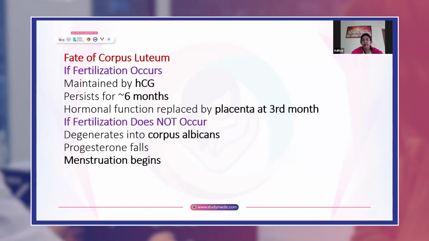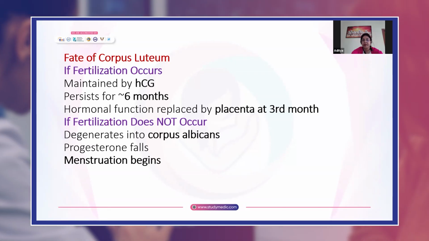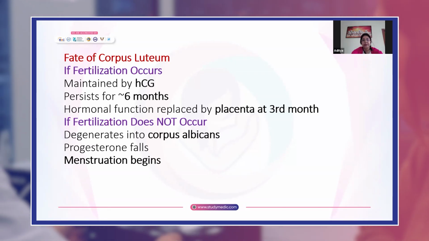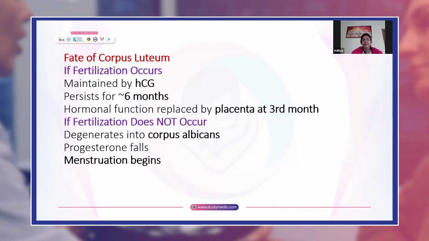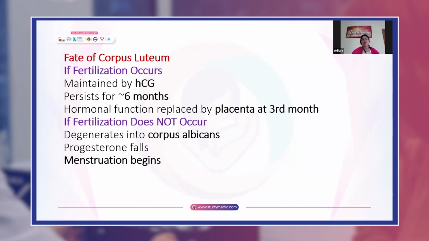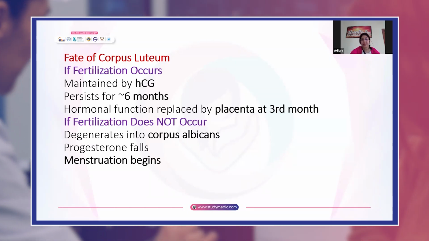If fertilization occurs, it is maintained by the hCG and persists for 6 months, and the hormonal function is replaced by the placenta at the third month. If fertilization doesn't occur, it degenerates into corpus albicans, progesterone falls, and menstruation begins.